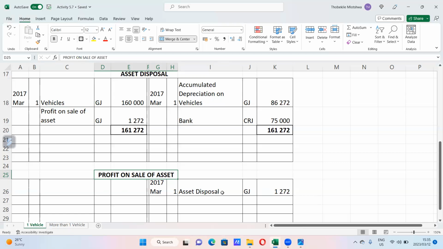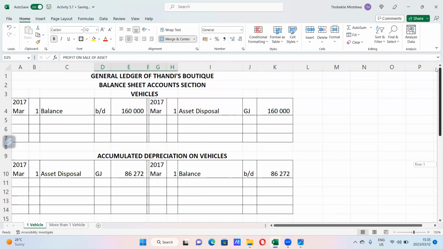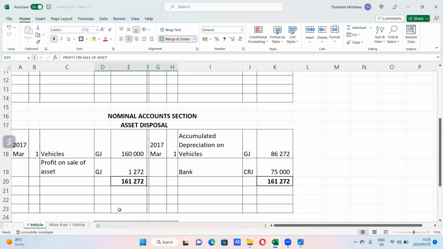We're done with part one. So this is how you do it. If you do this, then you are done with recording the sale of an asset. So now let's go to part two.